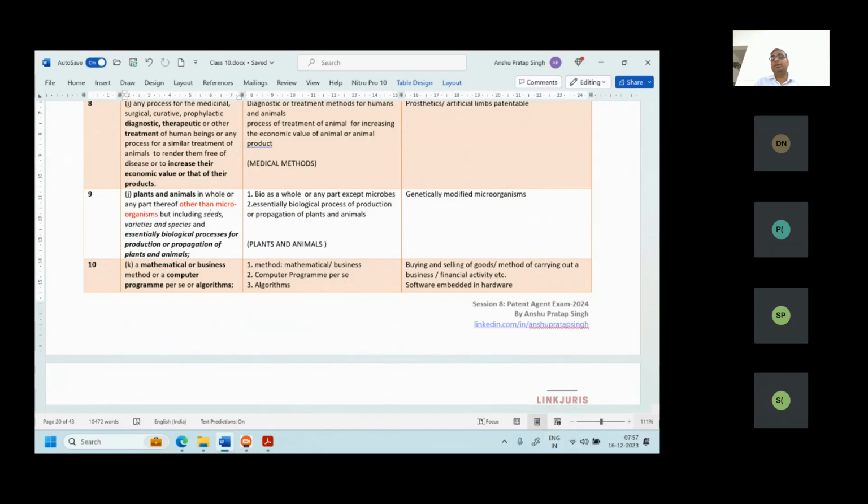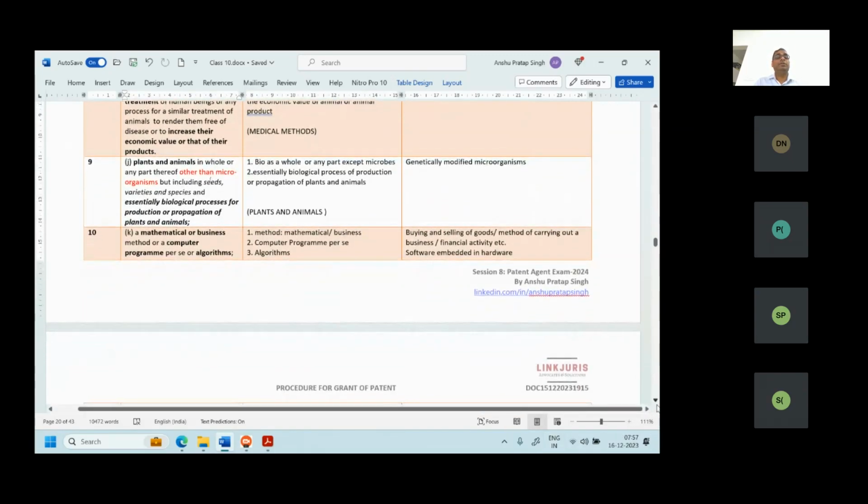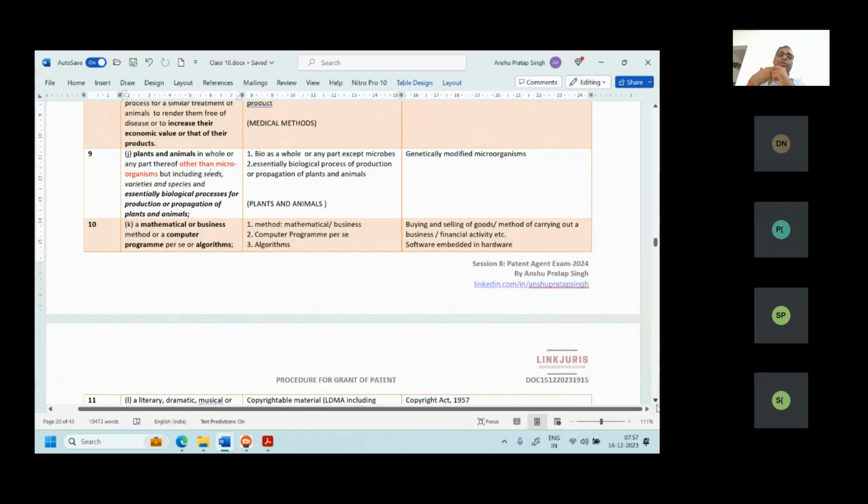Then comes a mathematical or business method or a computer program per se. You cannot get that, or any algorithm. For example, you come and say, oh, I have invented e-commerce, where from the internet you can buy and sell goods. At present it looks very easy, but there was a time when it was a very novel concept that you are selling on the internet. So buying and selling of goods, or carrying out a method of business, you cannot get patented.